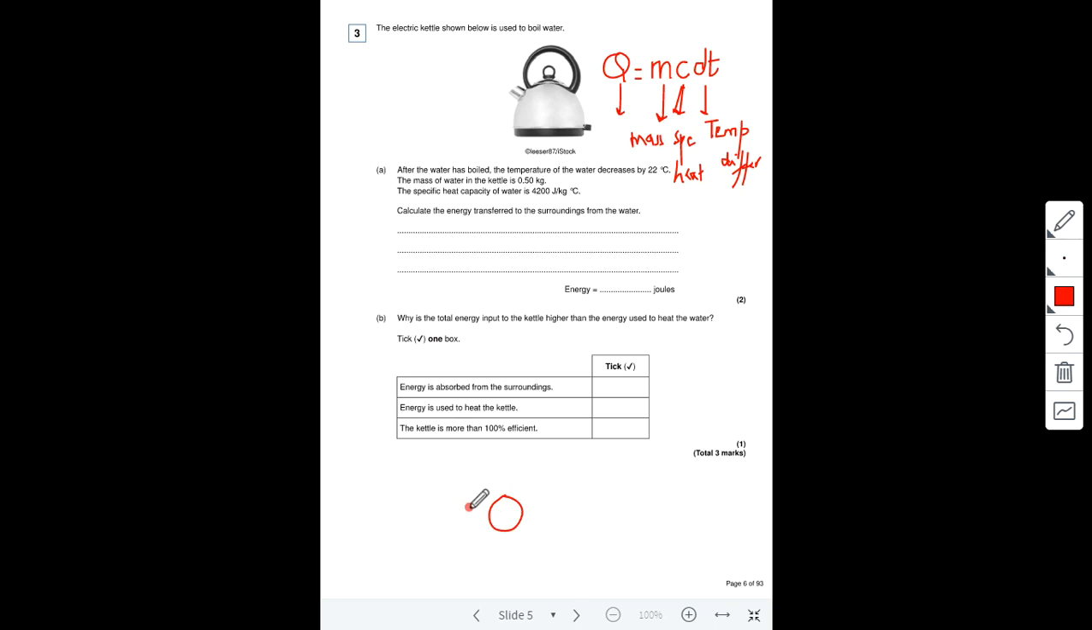Look at the question. Why is the total energy input higher than the energy used to heat the water? This option is correct. Wait a second. See, it's given as why this input energy is actually lesser than the output energy. Because its energy is used to heat the kettle, that energy is actually heating that kettle. It's not absorbed from the surroundings at all. The second option is correct. And the kettle being more than 100% efficient is not true at all. I've told you that in real life efficiency can never be equal to 100%, but theoretically it can be equal to 100%, but whether theoretical or practical, it can never be greater than 100%. It's totally impossible.